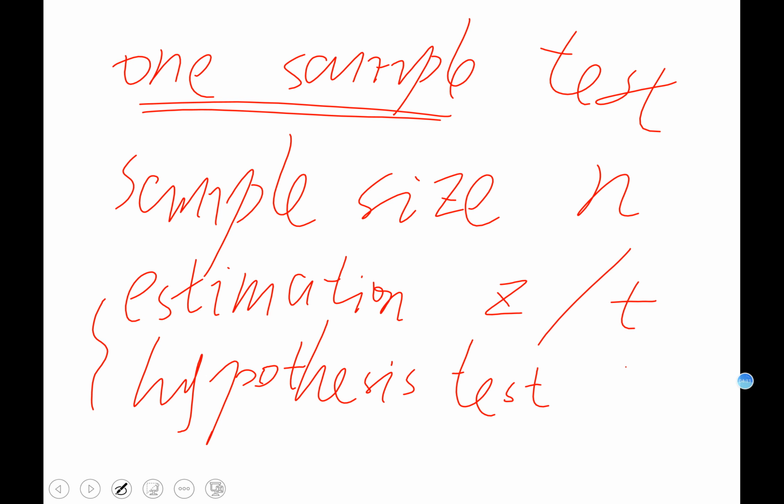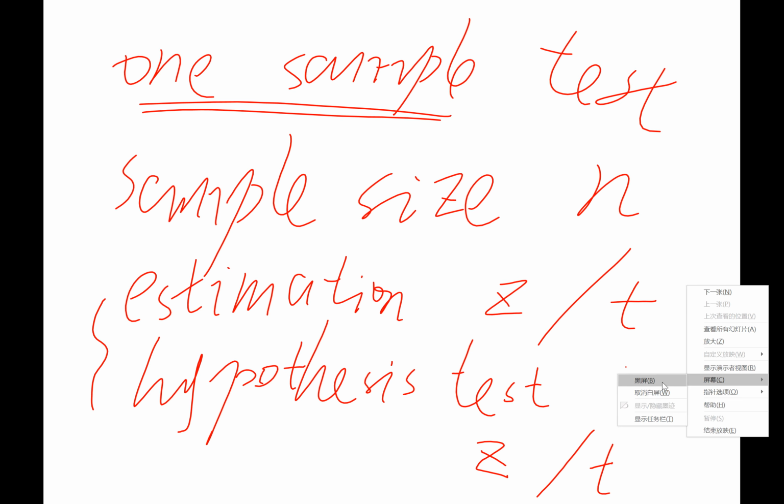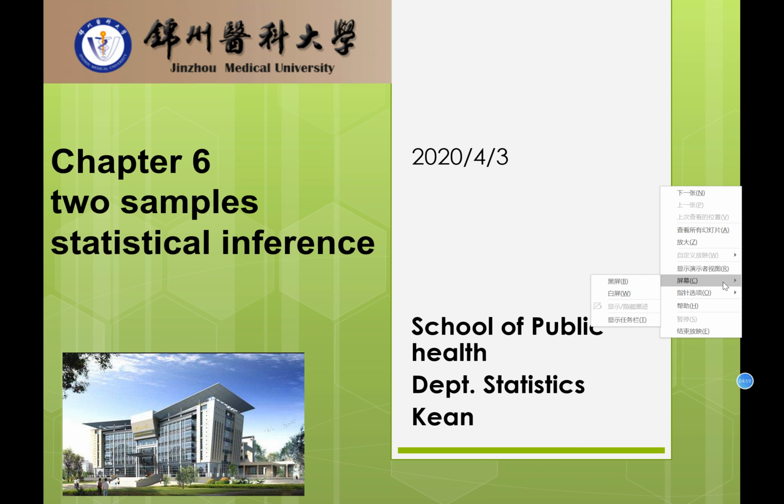It's similar in one sample hypothesis test. We have two methods. The first one is still based on Z distribution, and the second one is based on T distribution. And here, let's clean it. In estimation, most often, we calculate the 95% confidence interval.